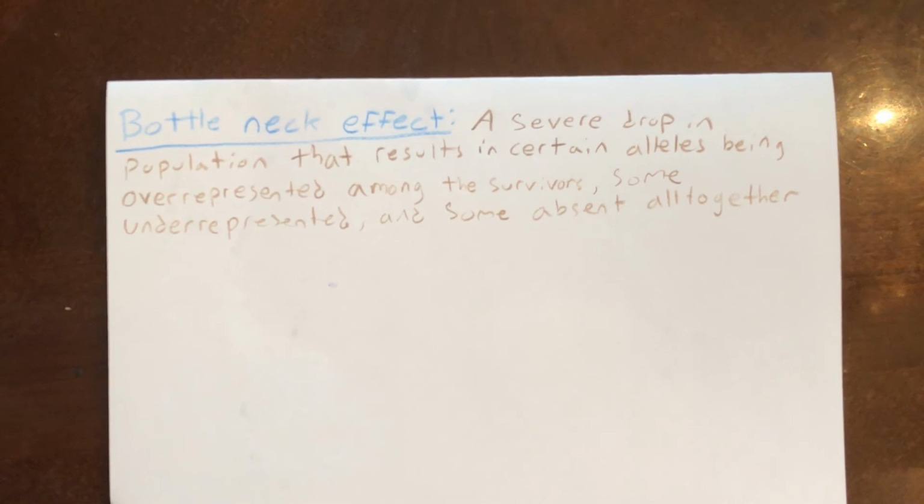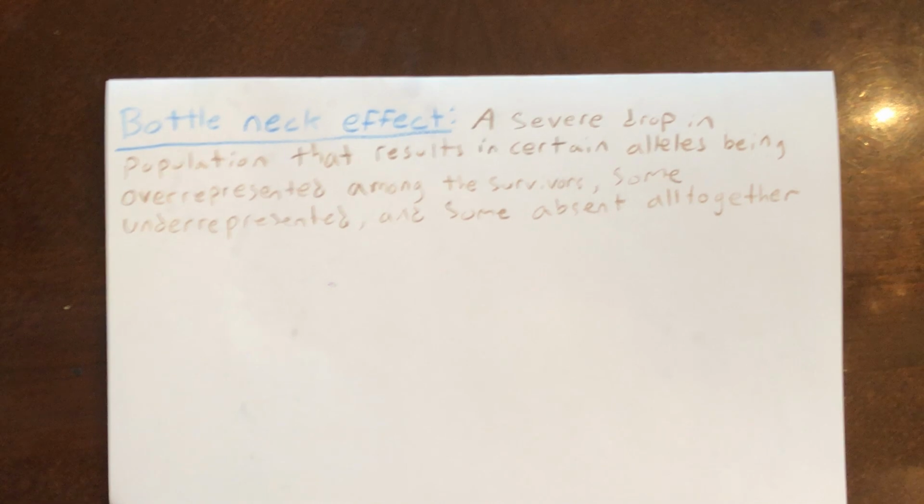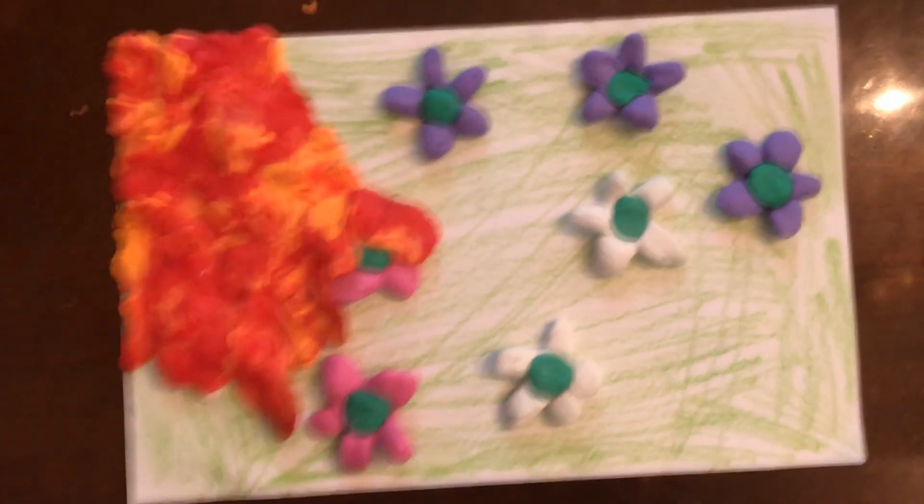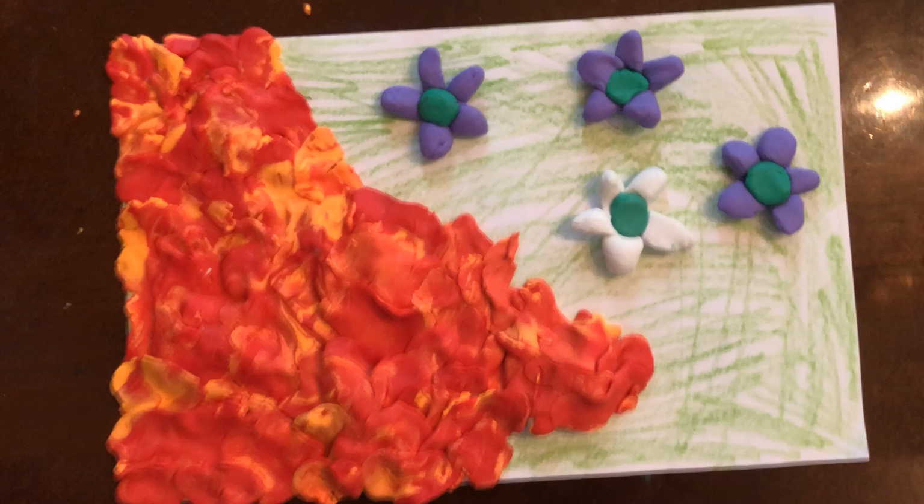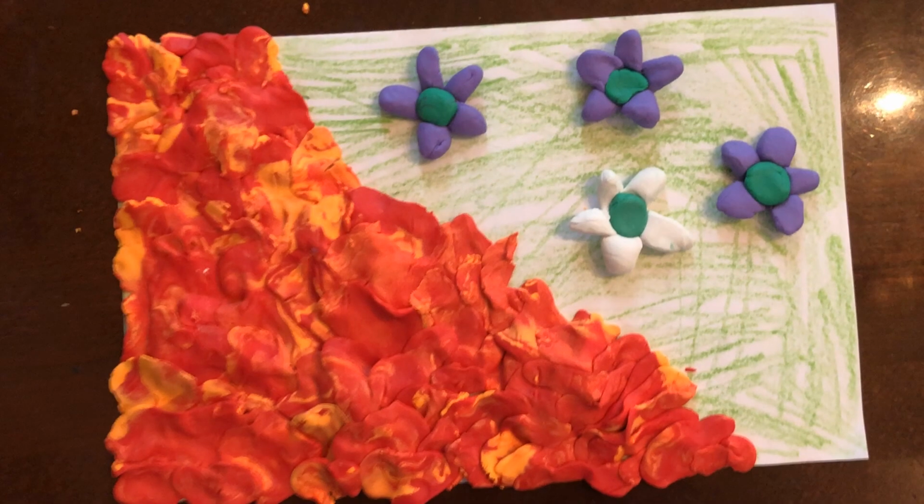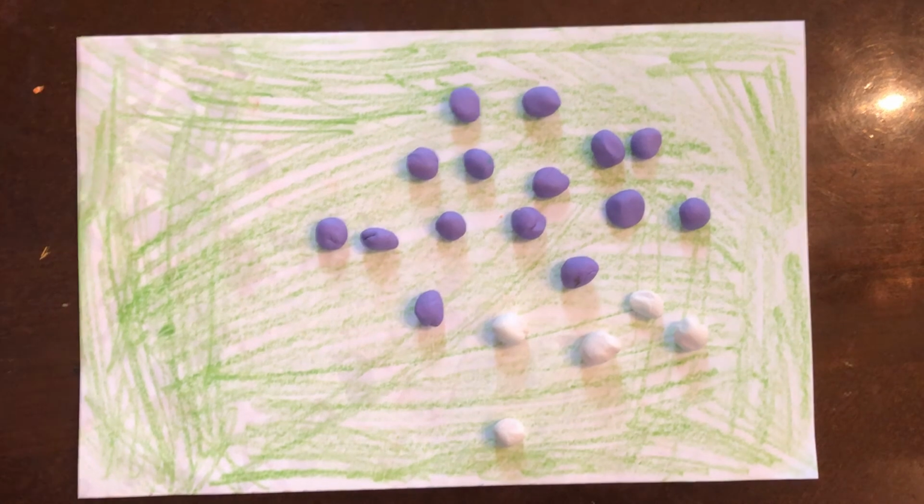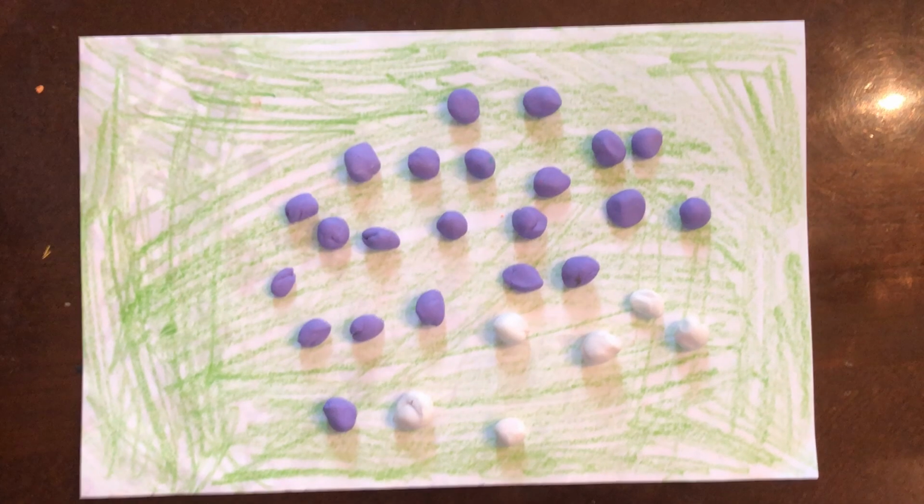The bottleneck effect is a severe drop in population that results in certain alleles being overrepresented among the survivors, some underrepresented, and some absent altogether. So here we've got these flowers, and this lava or fire comes through and ends up wiping out all of the pink flowers, most of the whites, and none of the purple flowers. So then later on, there will be no pink flowers. There's going to be a lot of purple flowers and just a few white flowers.